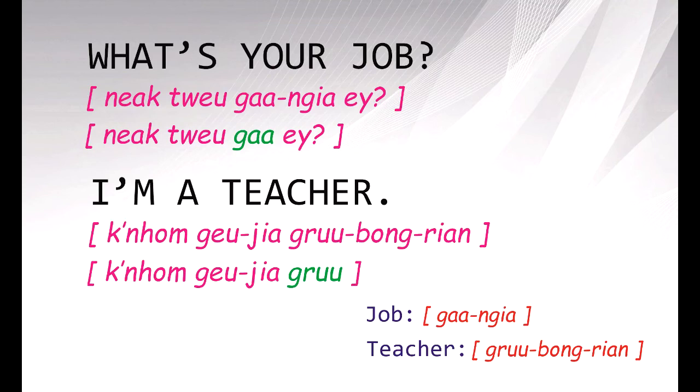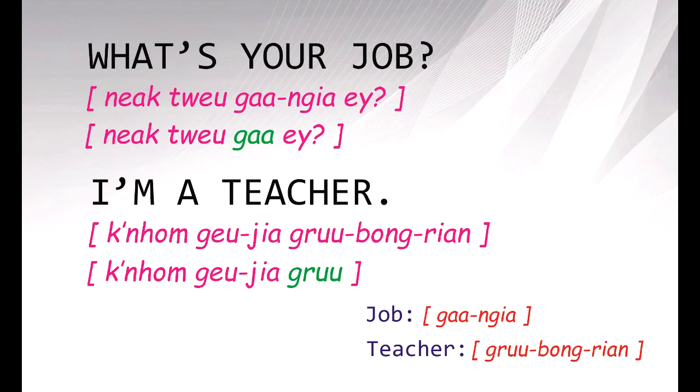So, if you are a teacher, if you are a banker or whatever, like now my answer is I'm a teacher. So in Khmer we say khnyom kư chìa kru bằng riêng. Or for speaking we just say khnyom kư chìa kru. So kru bằng riêng or kru is teacher. And kư chìa in this sentence is em. So to be, em, a, in Khmer we say kư chìa. But for speaking you can silent it.